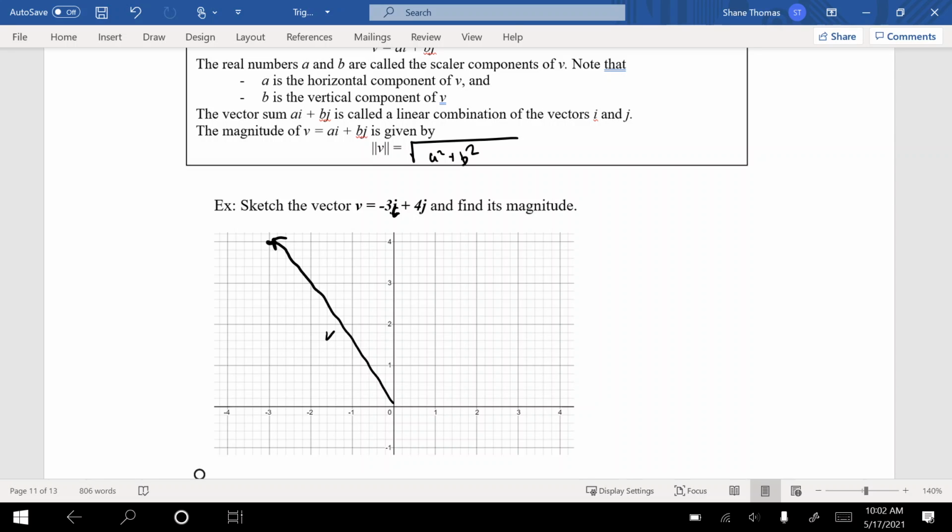So let's do the same thing for the one we just drew. Vector V, square root of, what's my A term? Negative 3. My B term? 4. Okay, negative 3 squared, it's going to be 9. 4 squared is 16. Square root of 25. So what's the magnitude of this guy? 5.